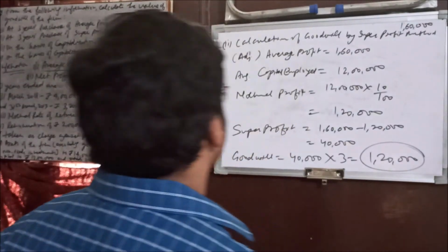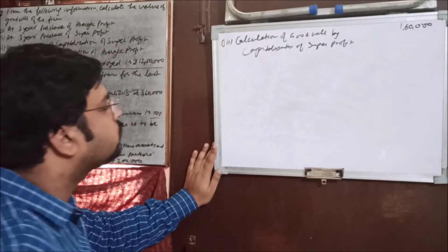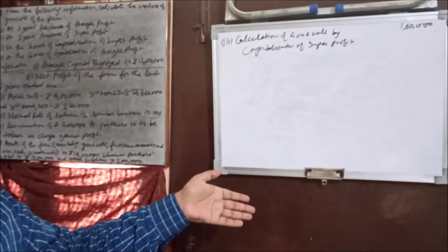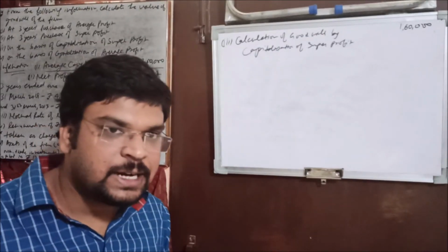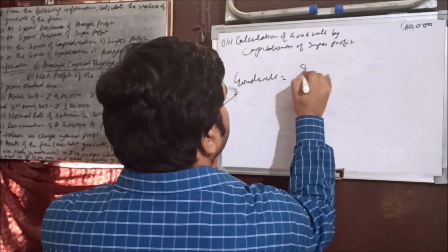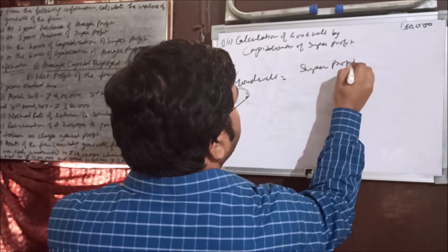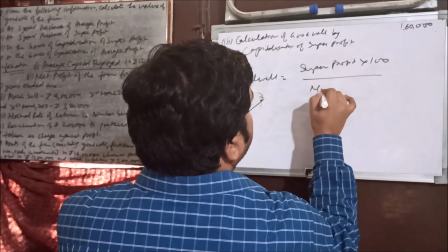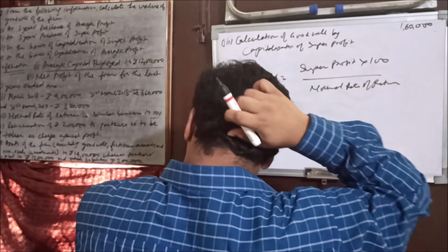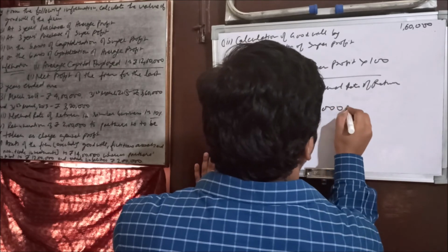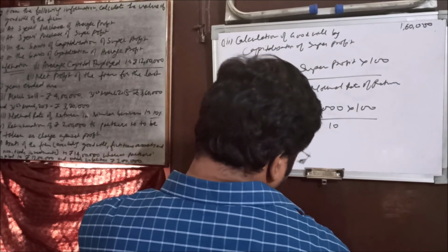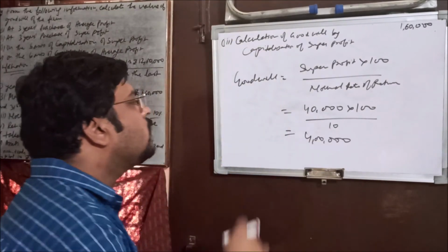Now let's move on to another method. The same procedure will go on. Super profit we have just calculated, so need not repeat that, already we have calculated it. So let's take the formula directly here. Goodwill is equal to super profit multiply 100 divided by normal rate of return. So what is the super profit? Already we have calculated 40,000 multiply 100 divided by 10. What do we get? 4 lakh. So 4 lakh is the value of goodwill under this method.